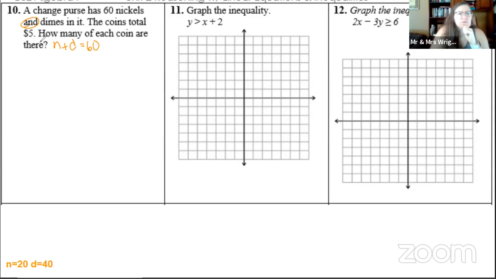The coins total $5. Well, I know it's going to equal $5, so I need to know the value of each of these coins in order to figure out how many of each I have. Well, a nickel is 5 cents, so 0.5, oh, nope, that's 50 cents.